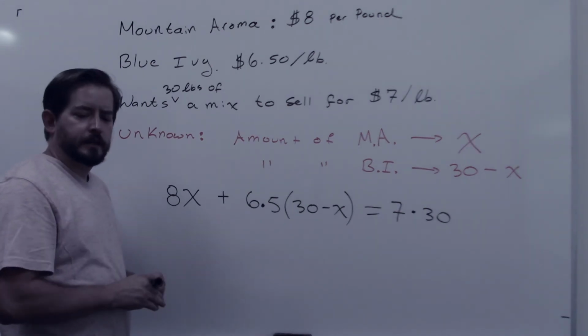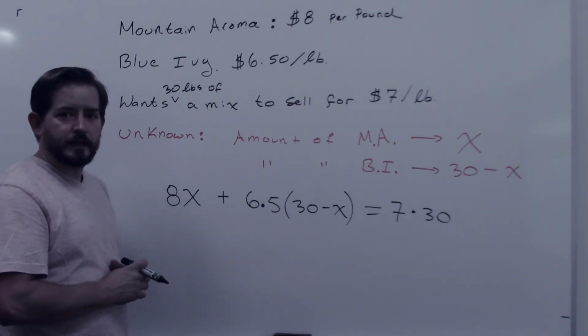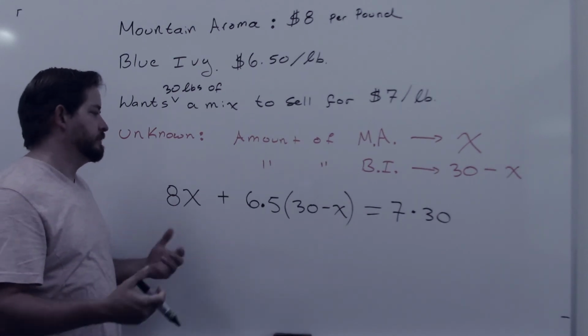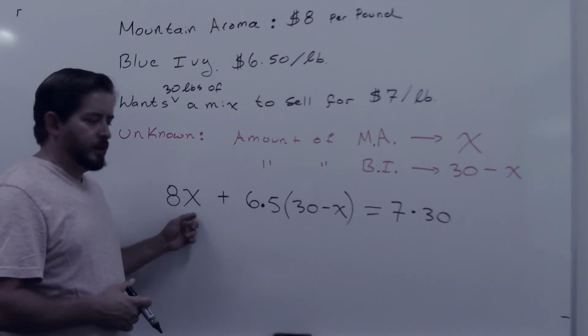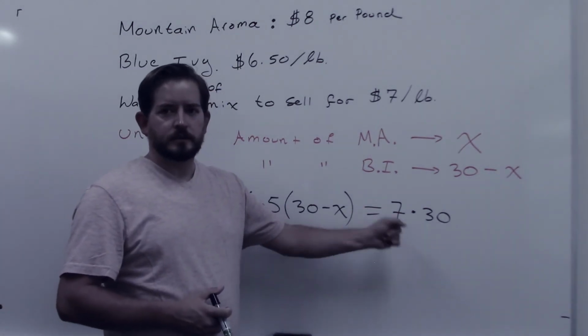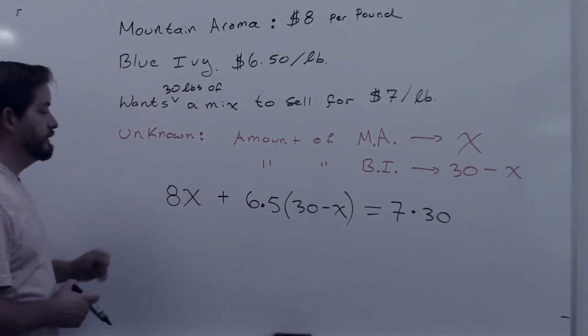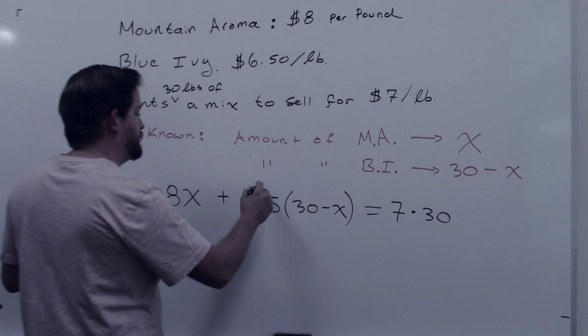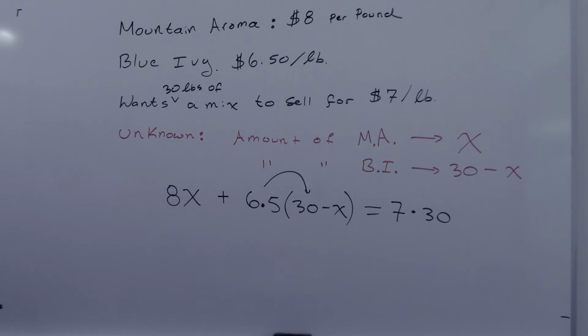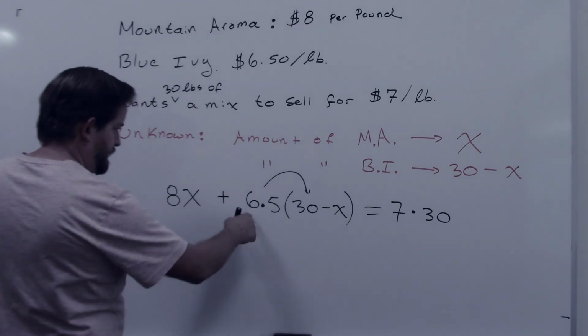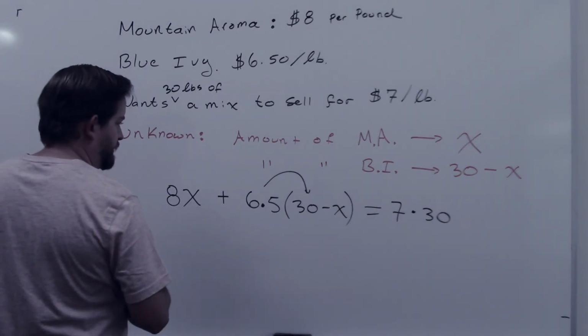We're not going to take too much time to talk about units in this class. They will come around in later classes, in physics classes and chemistry. But the units do match up here. Dollars plus dollars equals dollars, right? So let's simplify a little bit. I can take this 6.5 and distribute it through there. 6.5 times 30 is 195. 180 plus 15, so 195, yes.